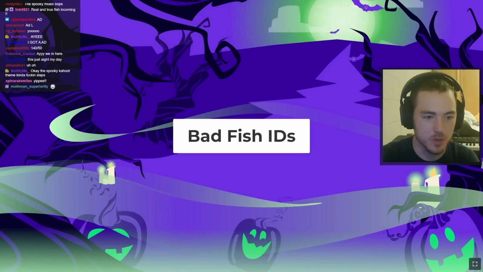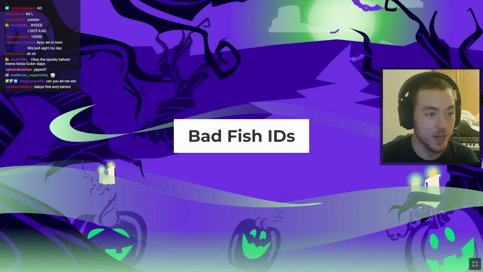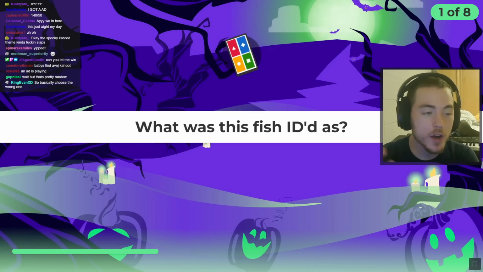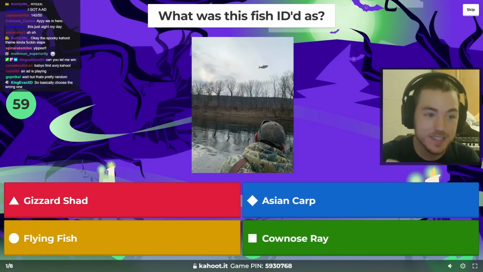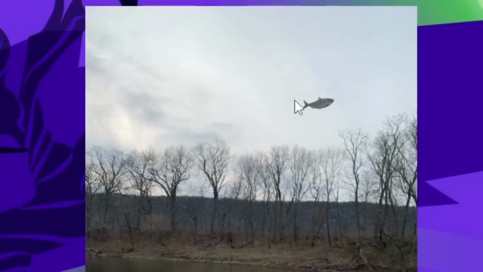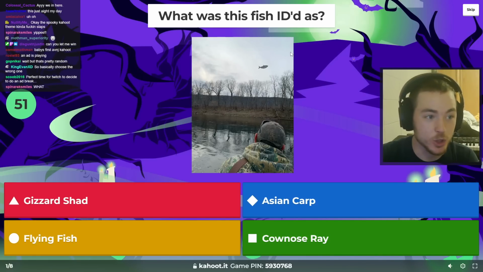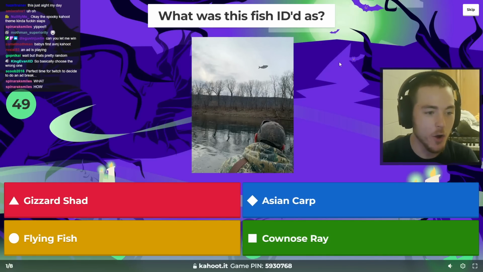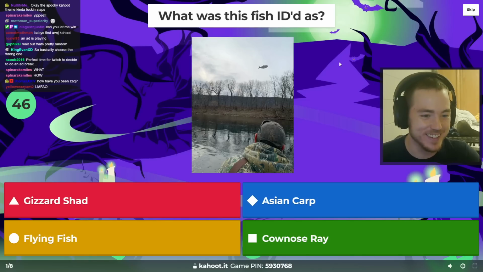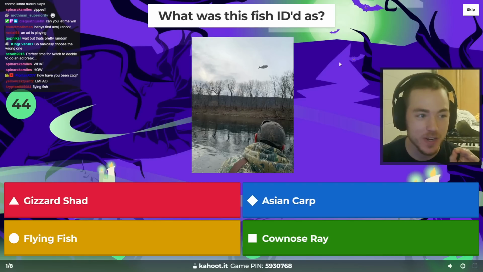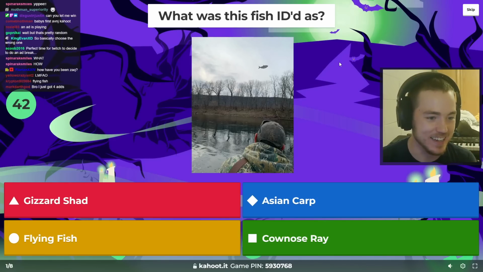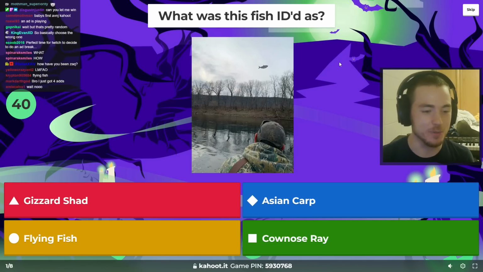Question number one of bad fish IDs. What was this fish seriously ID'd as? Do you see this fish way above the water here on a river? Very clearly, let me get out of the way, this is an American shad. Very clearly an American shad. Which of these fish did someone seriously identify it as in the New Jersey fishing group chat?